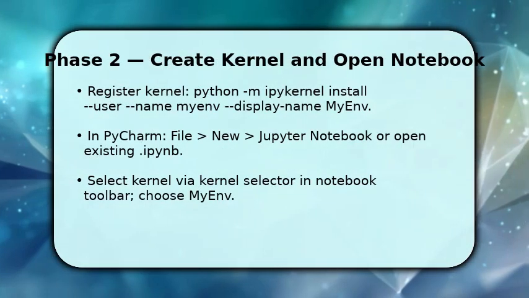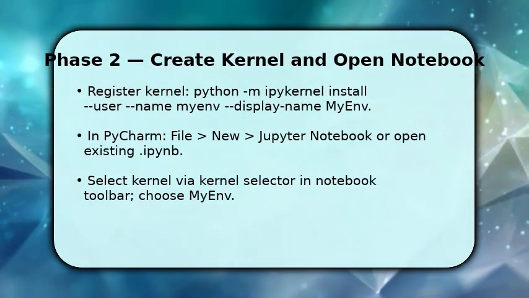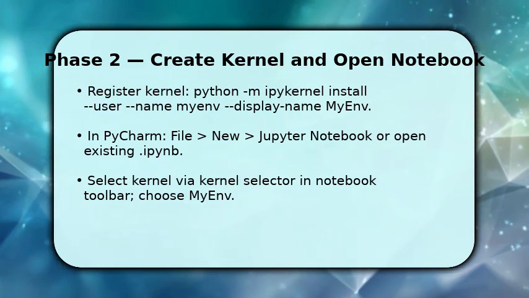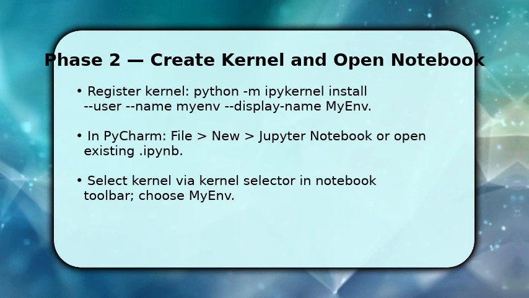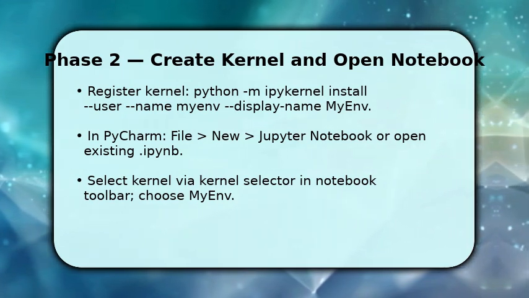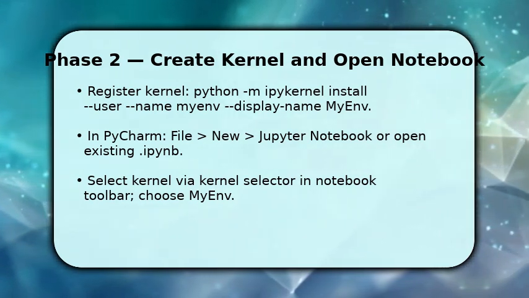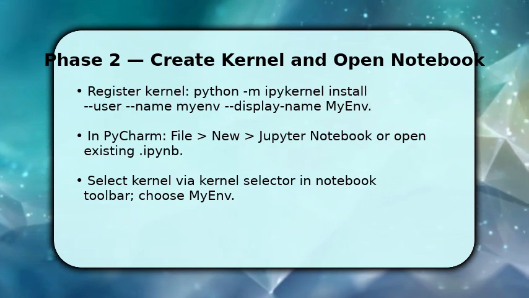Now register a kernel from the interpreter so Jupyter recognizes your environment. Run the ipykernel install command, and give it a clear name. Then open or create an .ipynb in PyCharm. Use File, New, Jupyter Notebook.